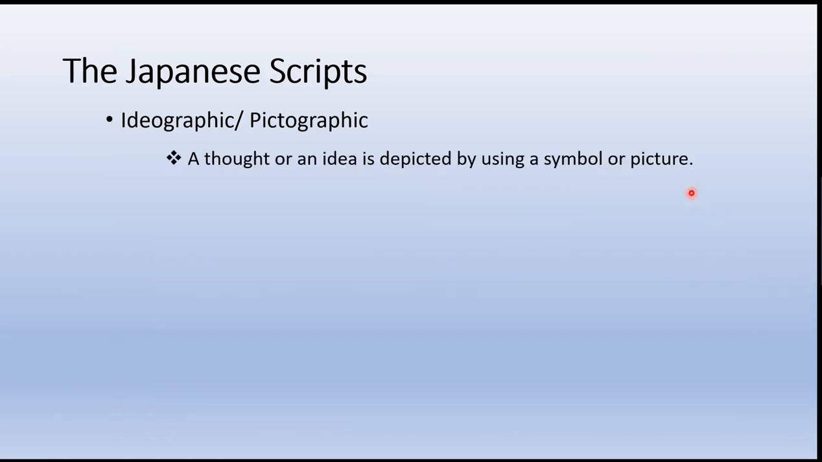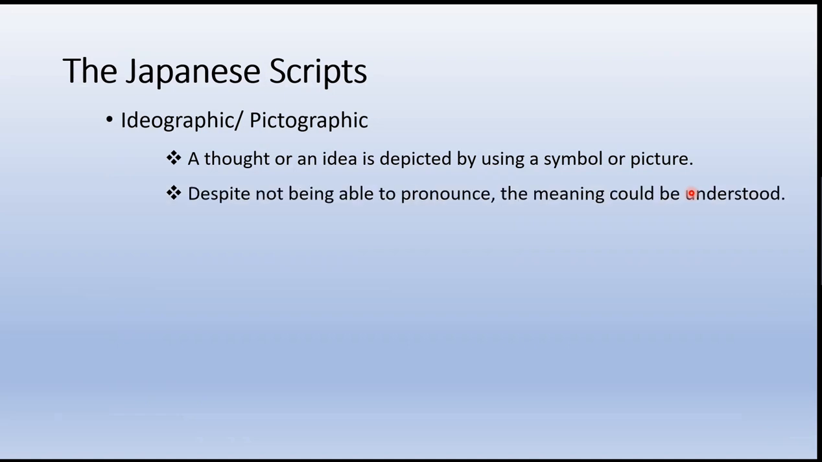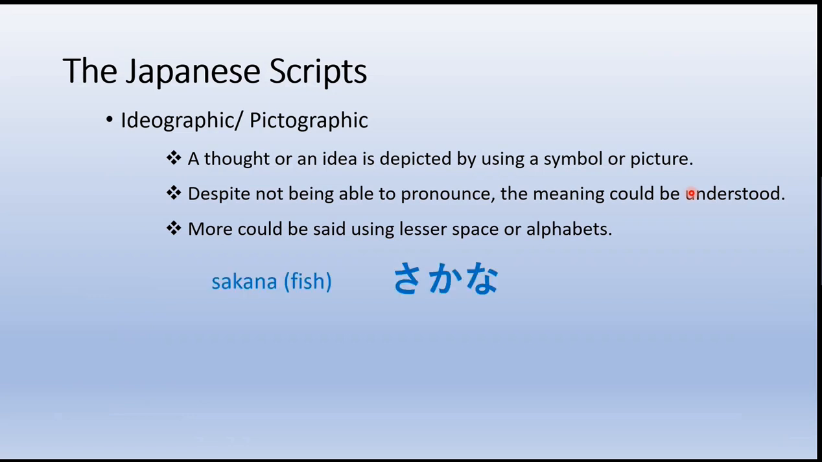So a pictographic script or an ideographic script is nothing but a thought or an idea that is depicted by using a symbol or a picture. The main advantage of a pictographic script is that even if we are not able to pronounce the words, or we don't know how to pronounce them, the meaning could be easily understood by looking at the symbols. More could be said using lesser space or alphabets. So what does this mean?